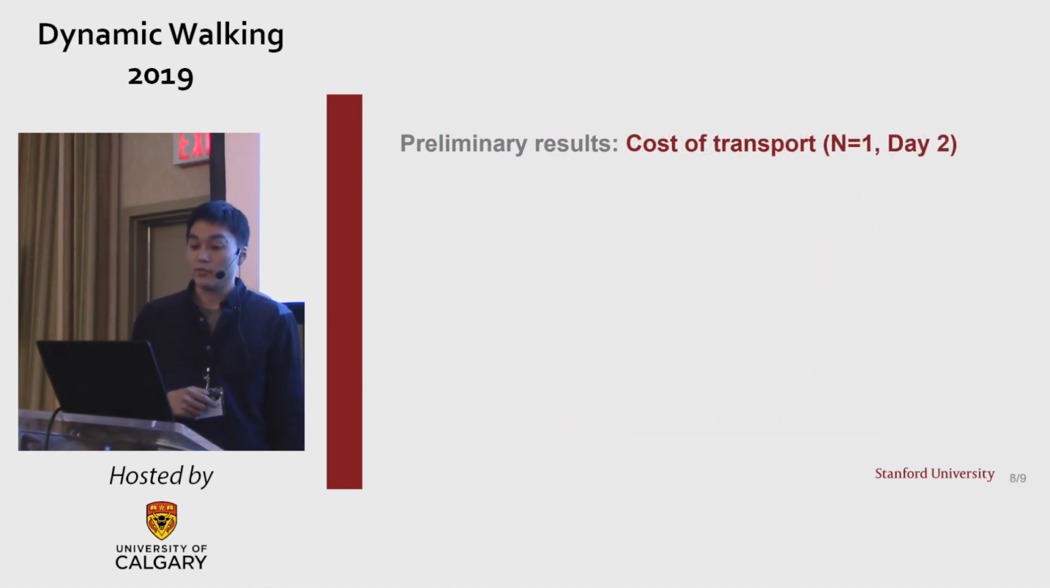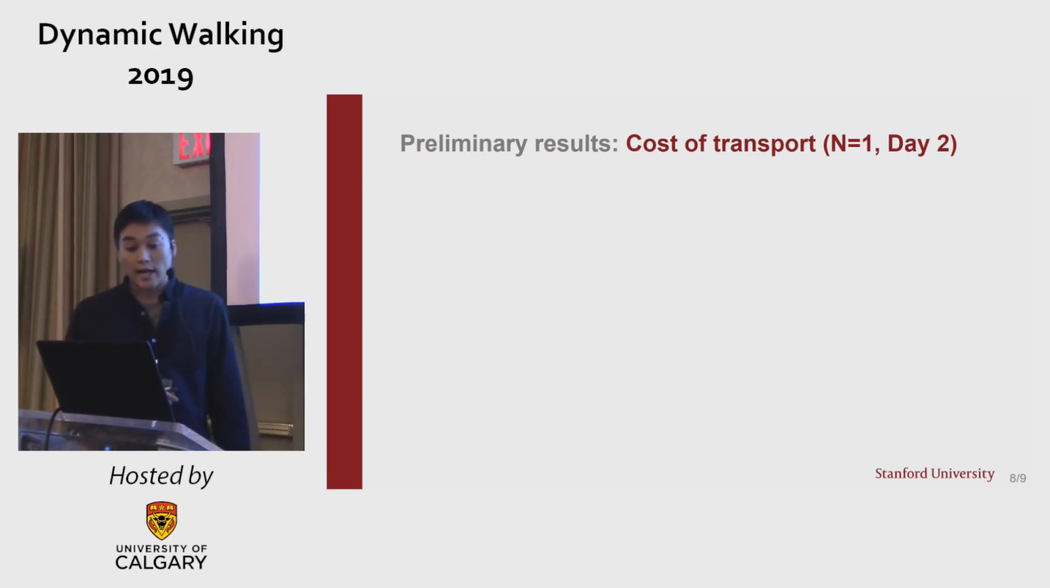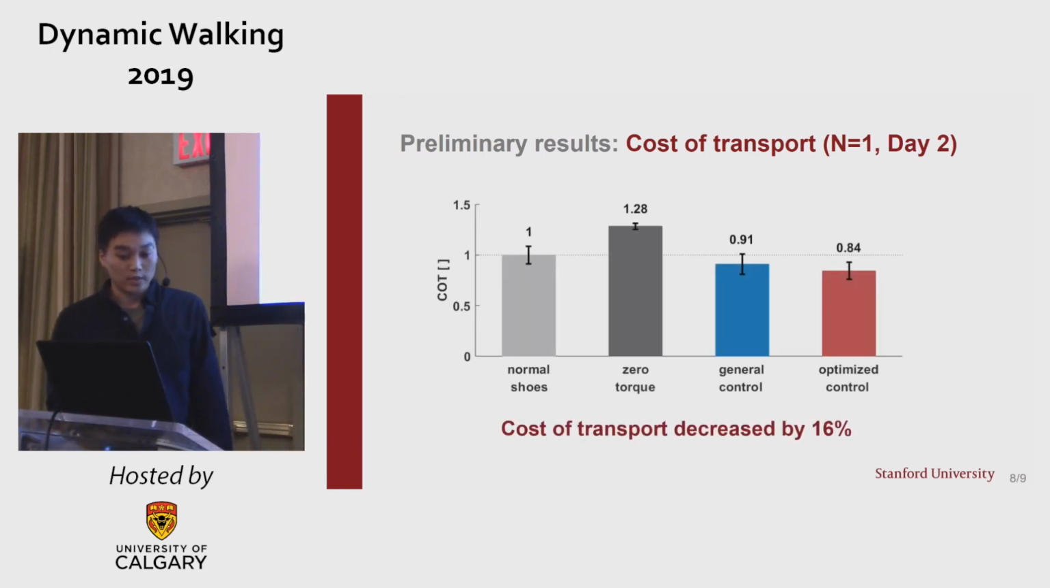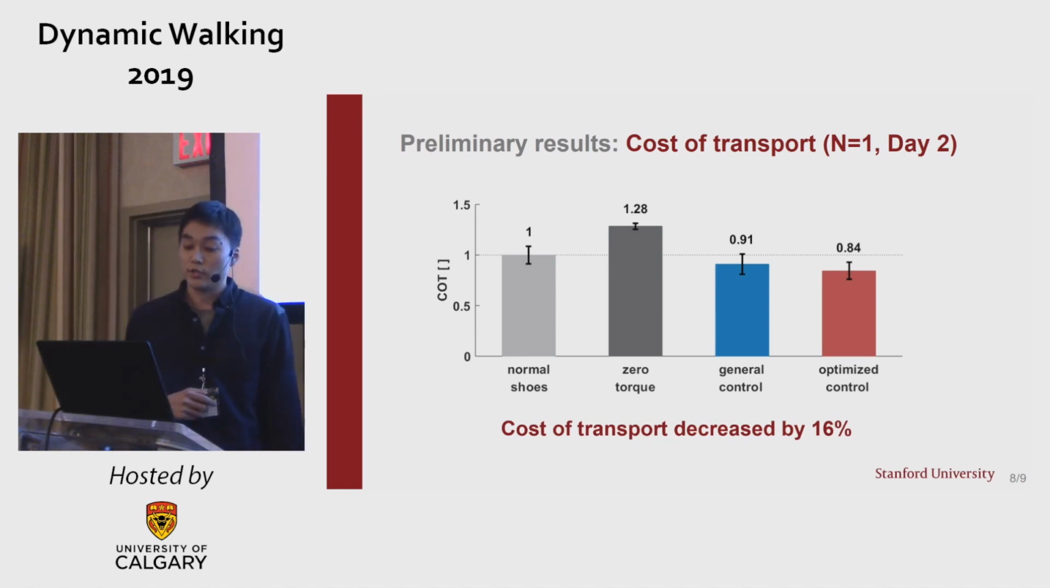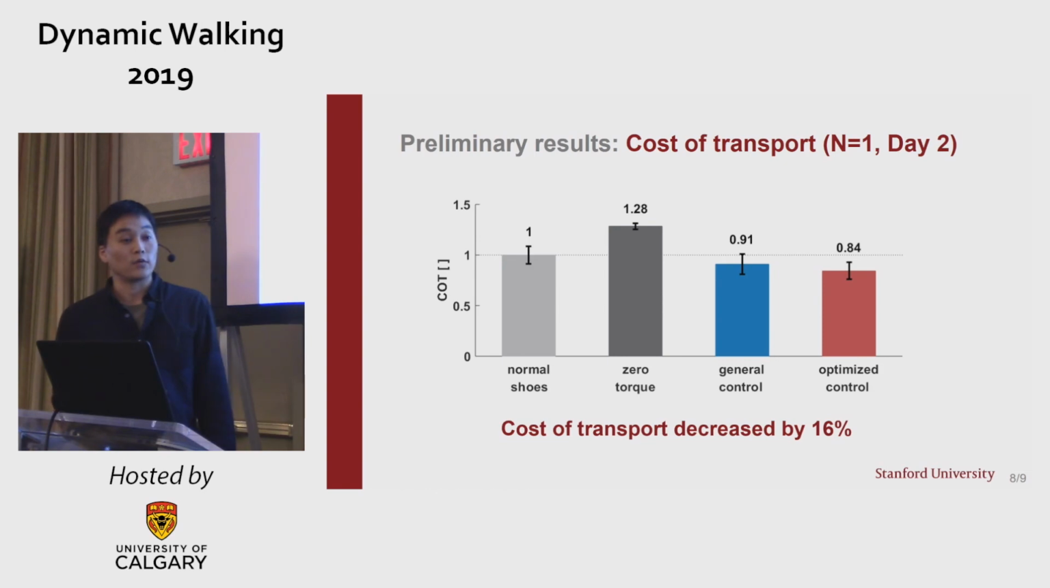And during the validation session, we also collected the respiratory data to estimate metabolic energy consumption, and we calculated the cost of transport, which is the metabolic energy consumed per walking distance. And excitingly again, the cost of transport was about 16% lower when walking with the controller optimized for faster speed.